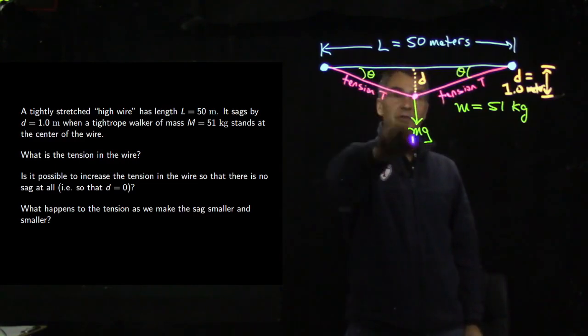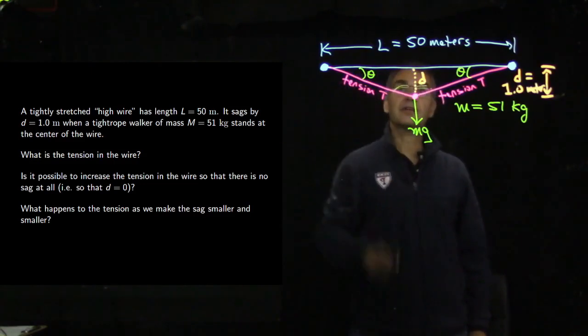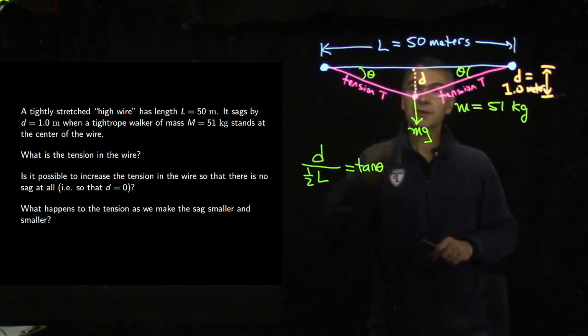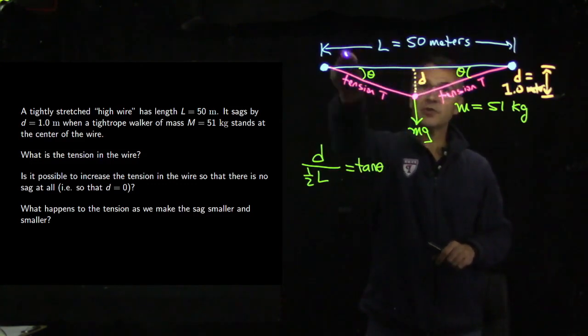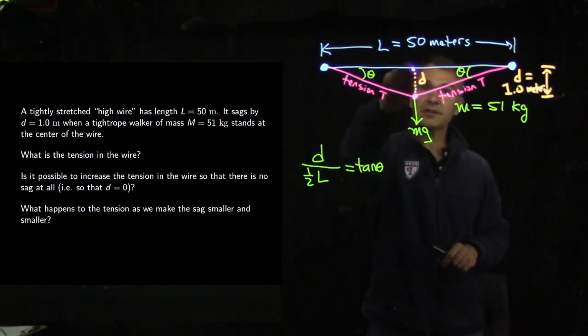So the situation is symmetric because the person is in the middle. So this angle theta is the same as this angle theta. And the tangent of this angle theta must be d over a half L. So I claim that opposite over adjacent, which is a tangent, must be this little d divided by half of this big L, because adjacent here is 1/2 L, and opposite here is d.